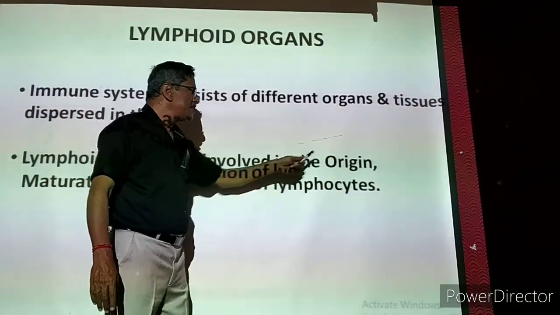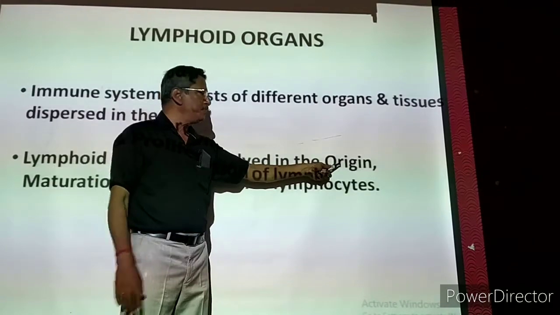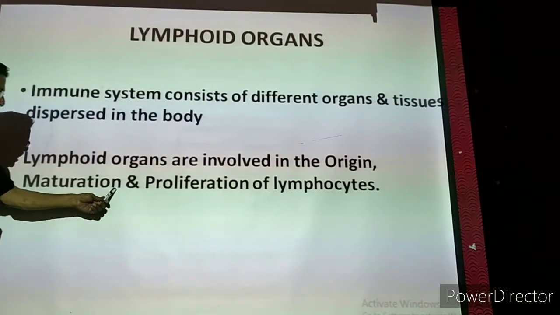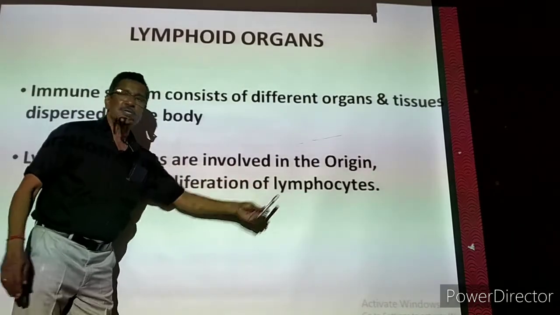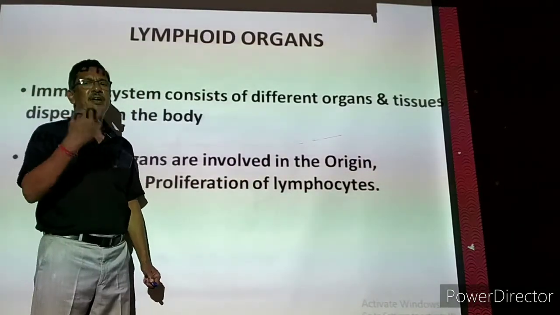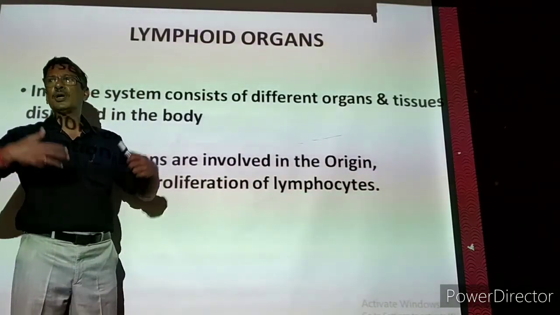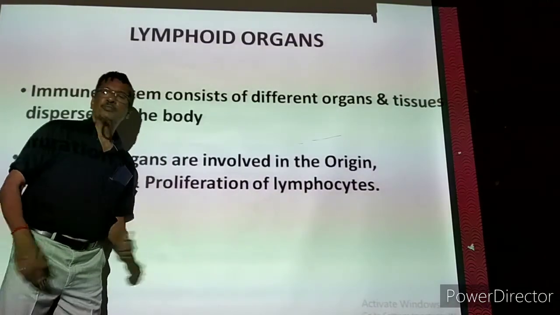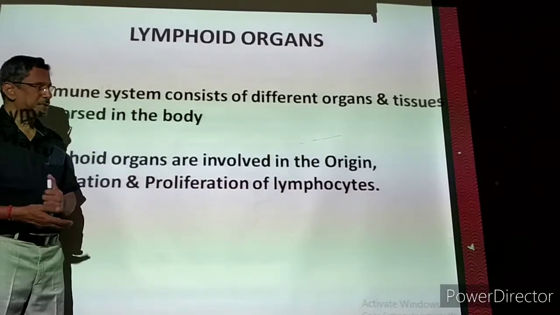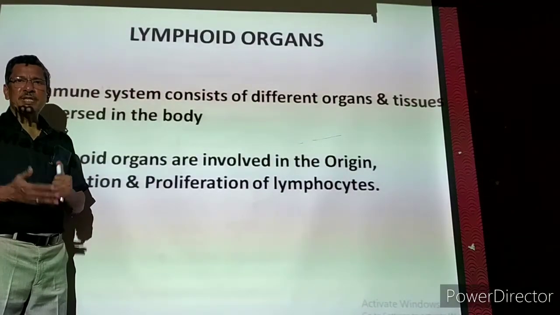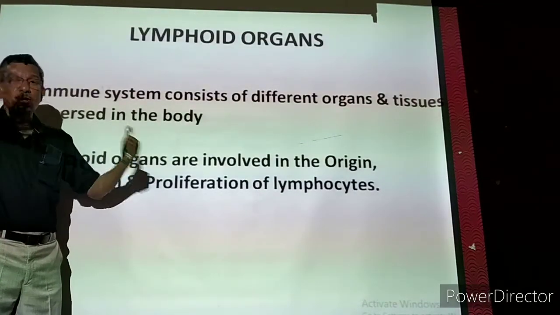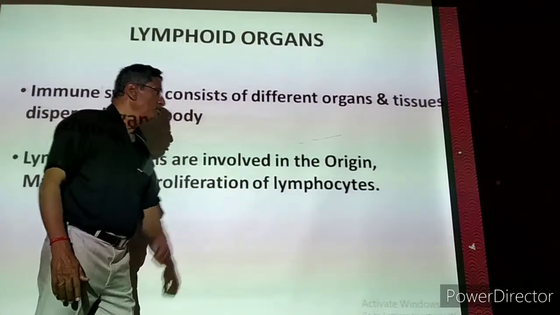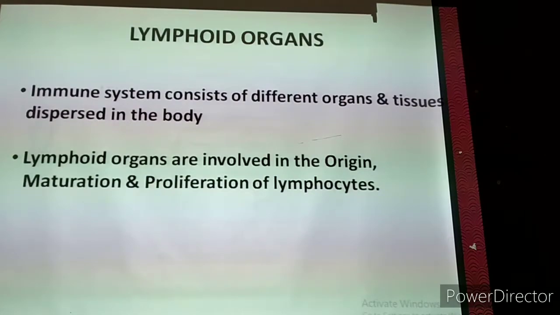The lymphocytes are originating, produced. That is called the origin, production of lymphocytes. Then maturation of the lymphocytes. When the lymphocytes are produced, they are very young, but they have to grow, they have to attain maturity. That is called the maturation. Proliferation means multiplication. Once they are produced, they need not be few in number, they have to be more in number. So they keep on multiplying. That is called the proliferation of lymphocytes.